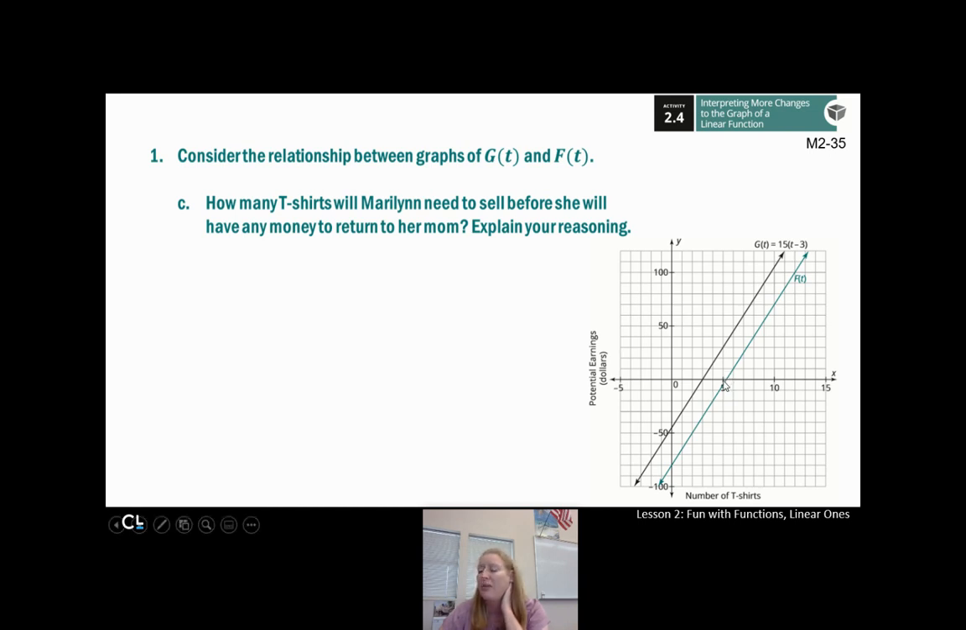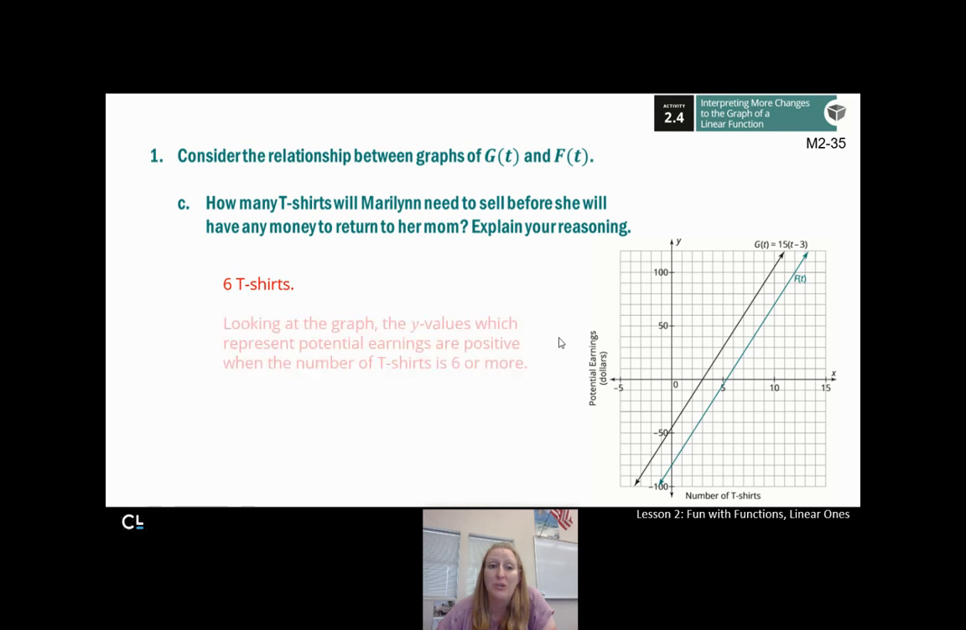5 t-shirts, I would still not be making money. You can see I'm still just a little below. But if I sell 6 t-shirts, that gets me above my x-axis. So I'm going to say that Marilyn's going to need to sell at least 6 t-shirts before she's got any money to return to her mom.